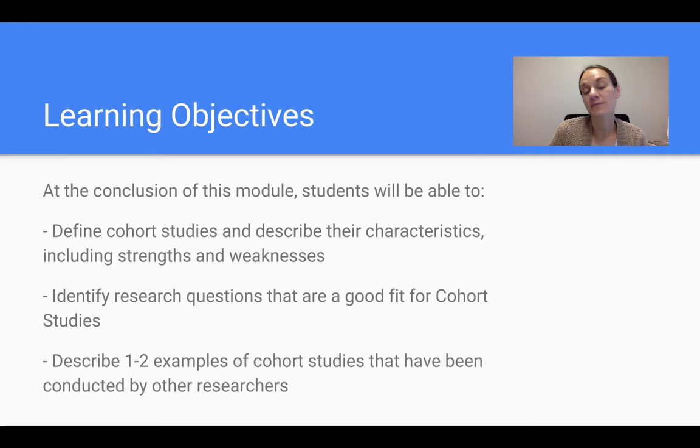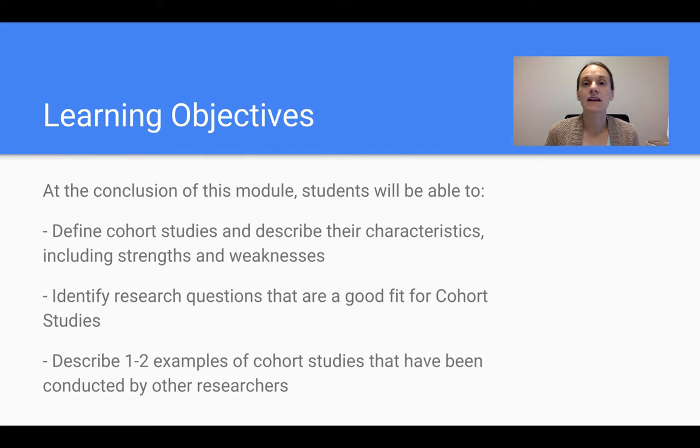So the learning objectives for this module are really focused on understanding what this design is and how it's used in public health. The first is to define what a cohort study is and describe what it is. Describe the characteristics, the strengths, the weaknesses, and identify research questions that are a good fit for cohort studies. They're a really good fit for particular research contexts, so specific exposures and outcomes and the nature of those relationships, but they're not great for everything. I'd like for you to focus on when it's a good fit and when it's not.